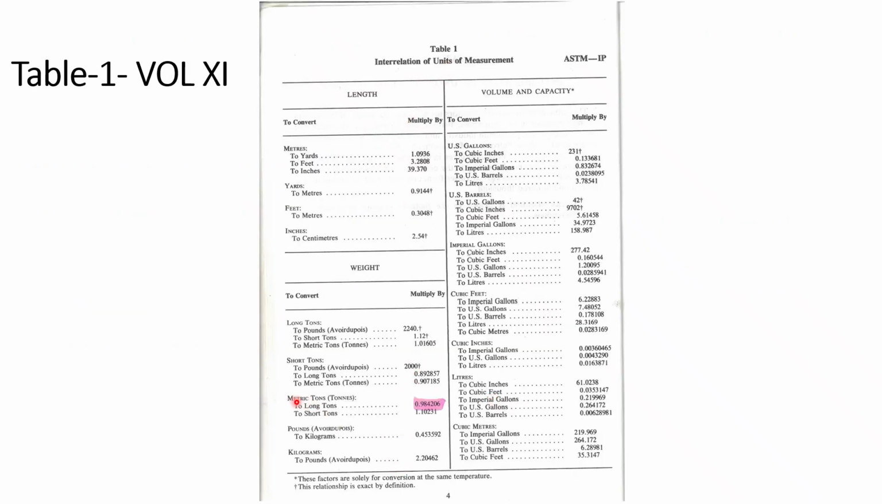So here you get Table 1. Here you see the metric ton to long ton conversion. You just divide by 0.984206, or you can use the other one as well, right? Long tons to metric ton, you just multiply by 1.01605 and you get the metric ton. In that way you calculate your cargo, right?